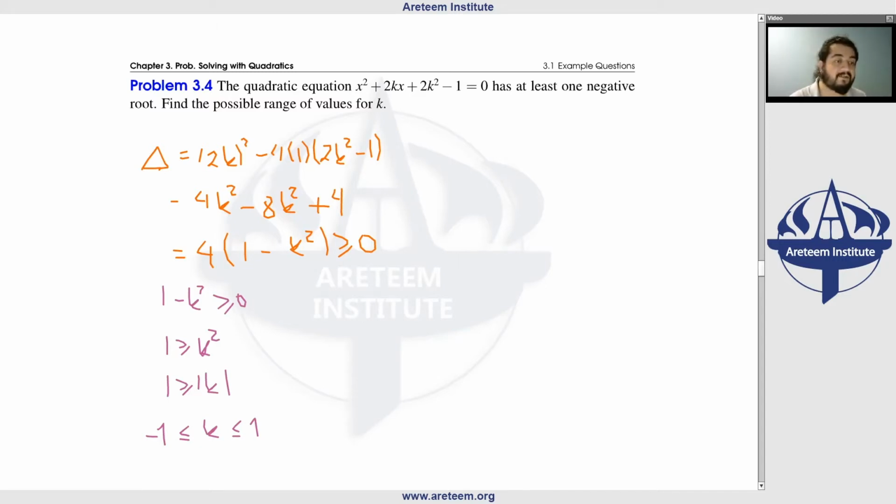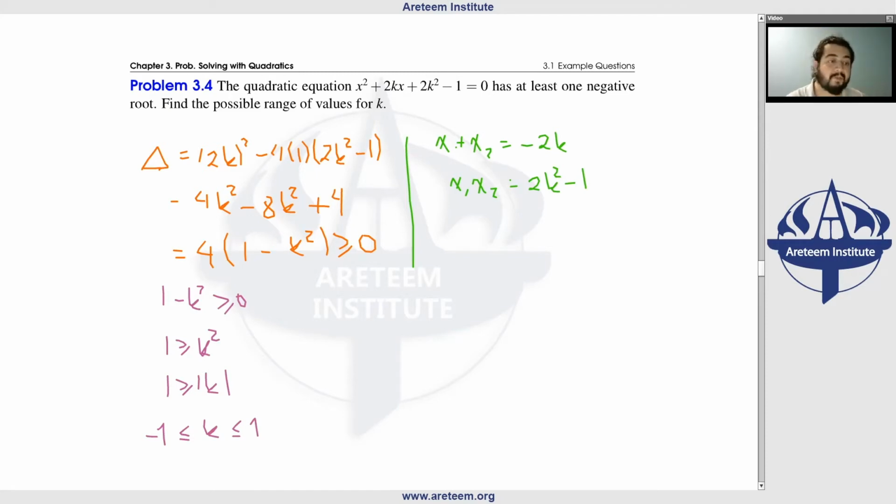Okay, now let's see other information we can get from Vieta's formulas. And so if x1 and x2 are the roots of this equation, we know the sum of the roots is minus 2k, and the product of the roots is 2k squared minus 1. So that is from Vieta's formulas.